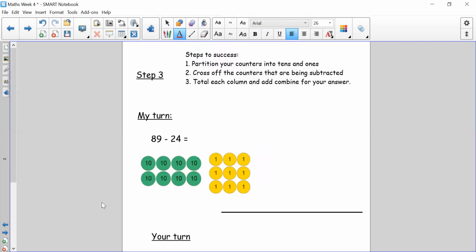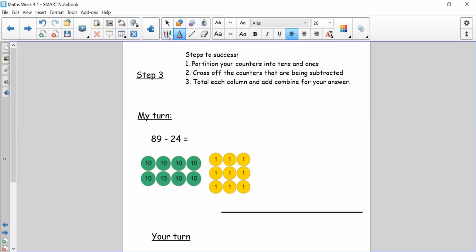Right, let's talk through how we are going to do step 3. We are following the same 3 steps once again. We are making sure we're partitioning our counters into tens and ones. We're going to cross off the counters that are being subtracted, and we're going to total each column and add to combine for my answer. Let's look at our number sentence. We have 89 take away 24.